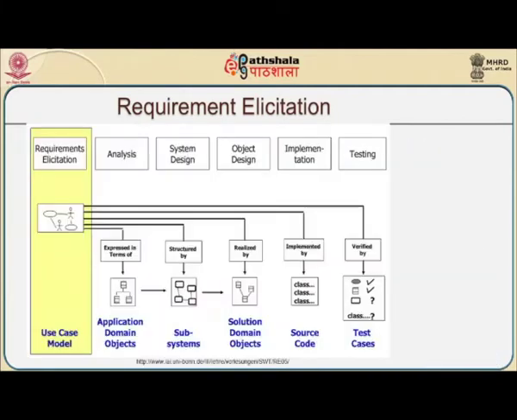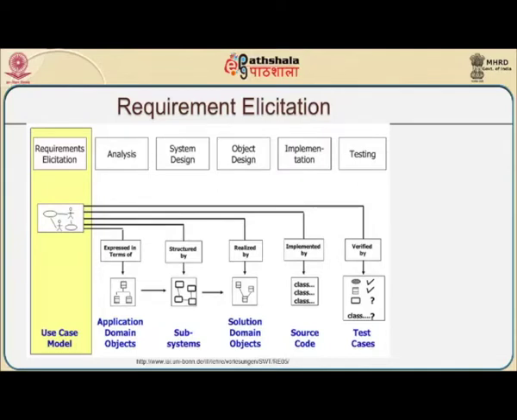If you look at the requirements elicitation process, once we have effectively understood the complete set of requirements, we build a use case model. This is part of the analysis model. Once a use case model is defined, it is expressed in terms of the application domain. The domain in which this is to be applied can be easily understood.